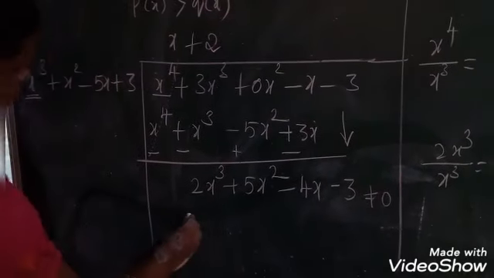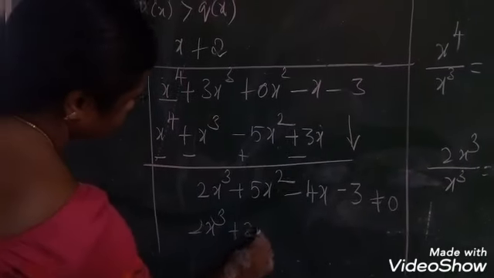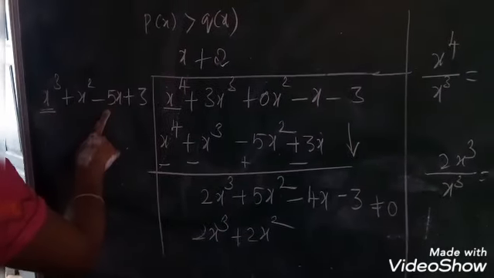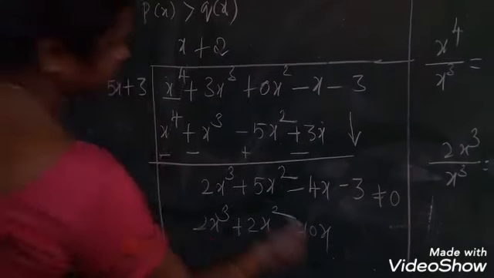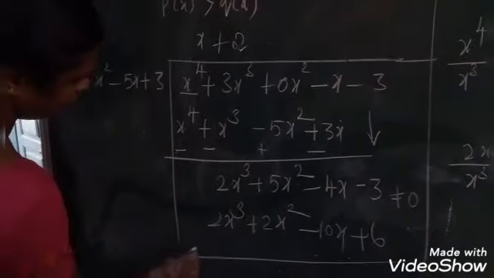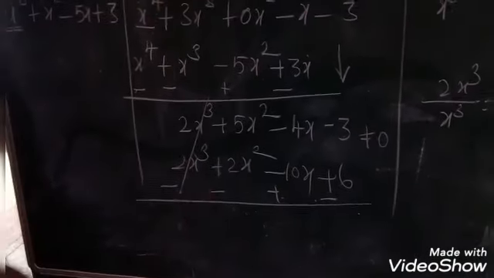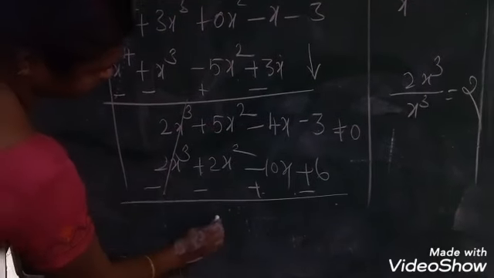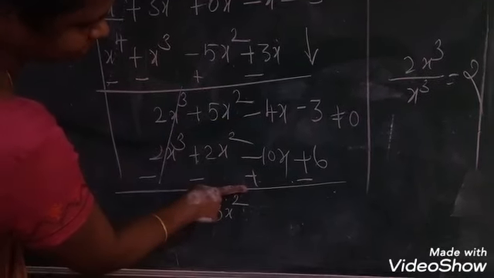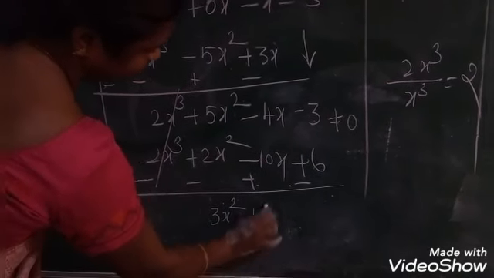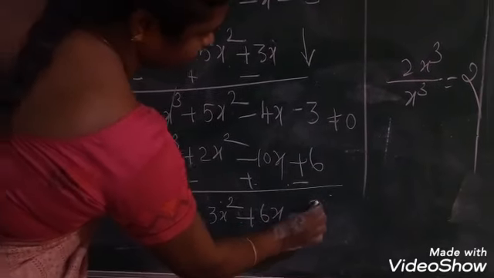2 into x cube, what? 2x cube. 2 into x squared is 2x squared. 2 into minus 5x is minus 10x. 2 into 3 is 6. Okay girls, now you have to subtract, change the sign, first term cancels. 5 minus 2, what is the answer? Yes, 3x squared. Here minus 4 plus 10, what? Yes, plus 6x. Here minus 6 minus 3, minus 9.